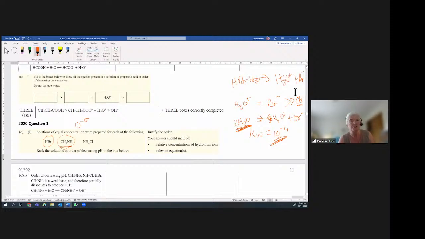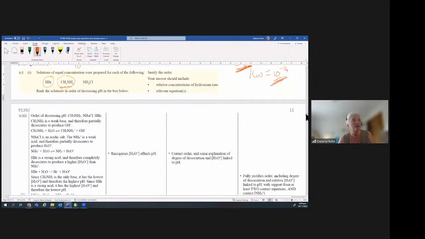So if you just look at the answers, okay, they've just given it like that. I would have preferred to have said my weak base is in the greatest concentration. Oh, sorry.